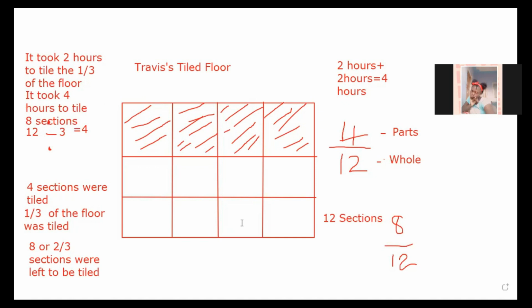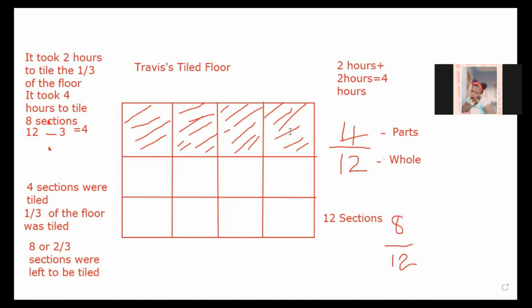Right. And then we can go further with this problem. Even though it didn't ask us, we can ask ourselves, just as good problem solvers, to say, so if it took 4 hours to tile eight sections and it took 2 hours to tile one third or four sections, then we can say, how long did it take to tile the entire floor, the entire kitchen floor?